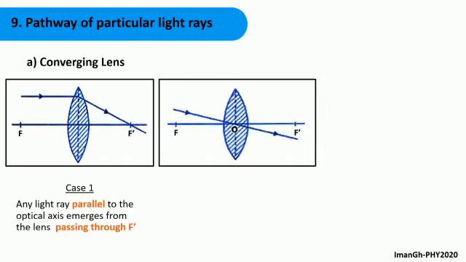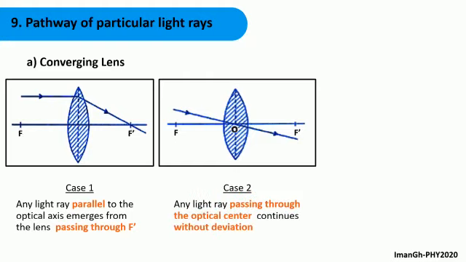However, in the second case, the incident light ray is directed towards the optical center O. This light ray continues straight without any change in its direction. So, any light ray passing through the optical center continues without deviation.